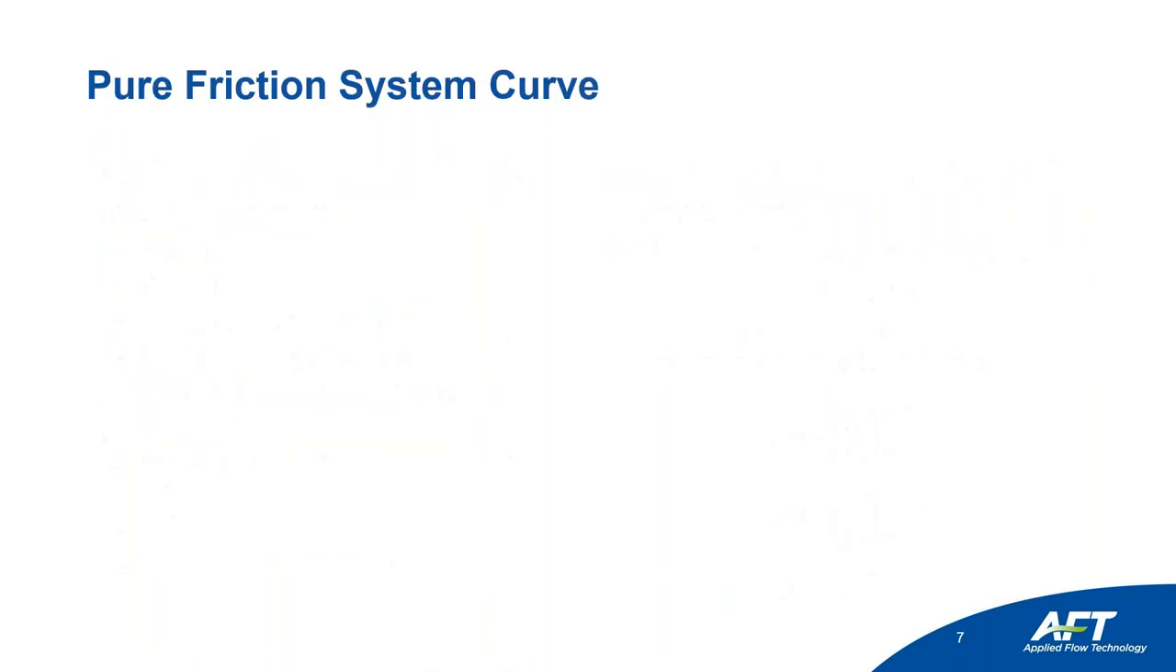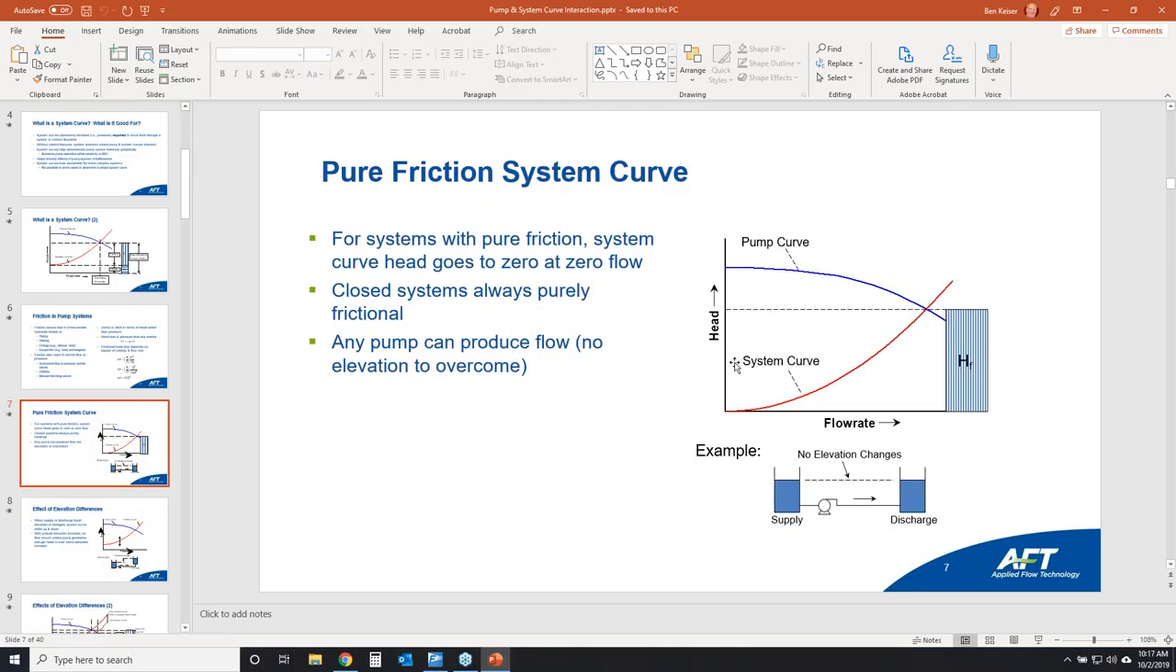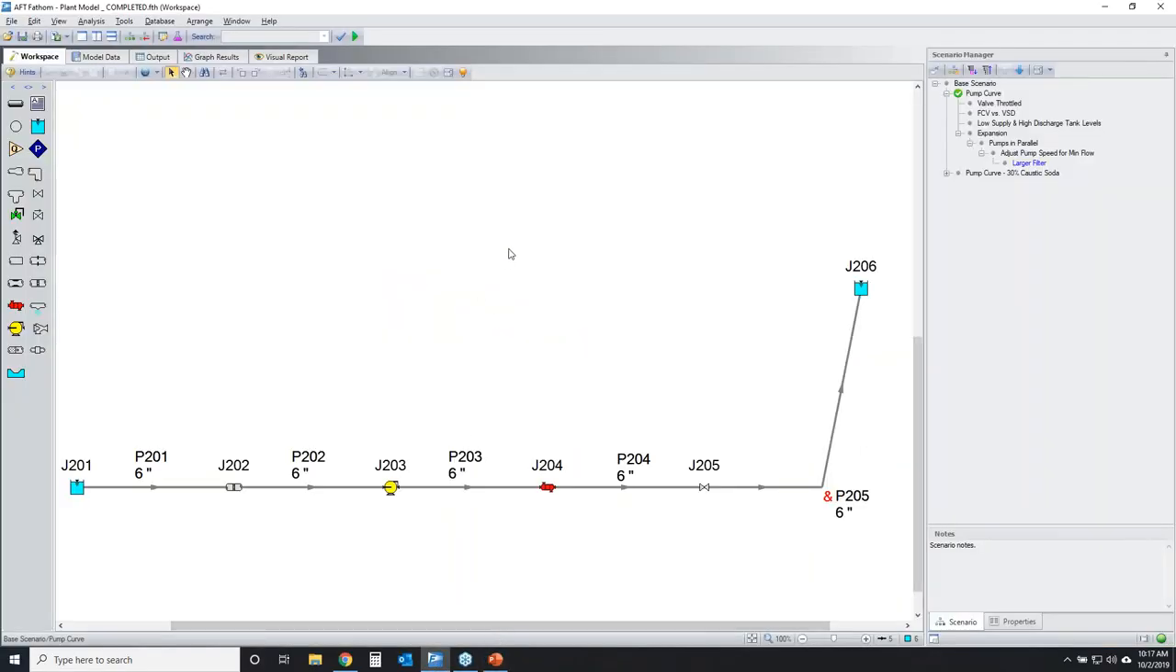So since I talked about the system curve here, let me show you an example in Fathom. Okay, so this system here is what I'm going to use to illustrate how you would generate a pump and system curve in AFT Fathom.